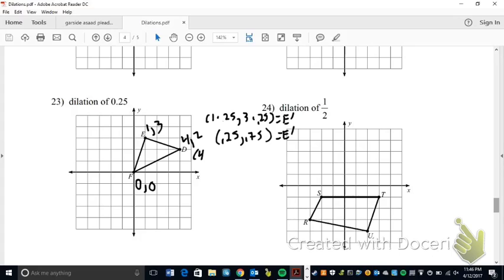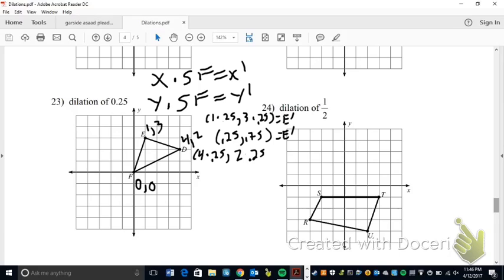Okay, so for D then, we're going to go 4, 2. That's our x. In order to get our x prime, we want to multiply by our scale factor. Here, our scale factor is 0.25. Remember that x times the scale factor equals x prime, and y times the scale factor equals y prime. So there we have 4 times 0.25 and 2 times 0.25 equals D prime, which 4 times 0.25 is 1, 2 times 0.25 is 1/2. So we get D prime at x equals 1, y equals 0.5.